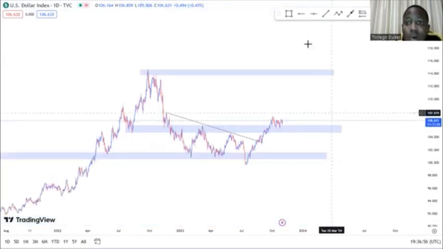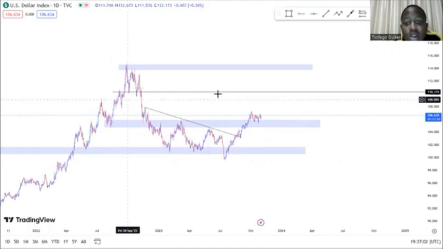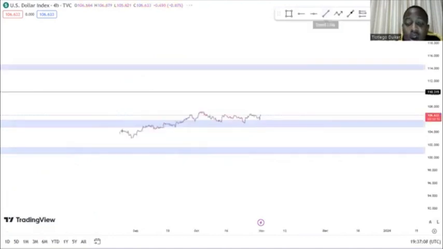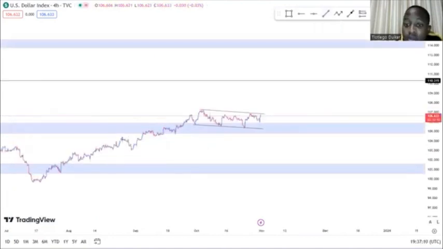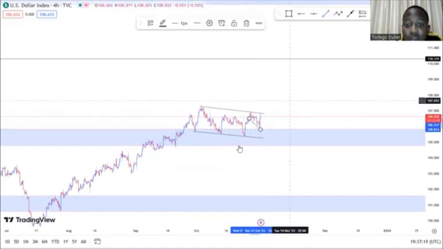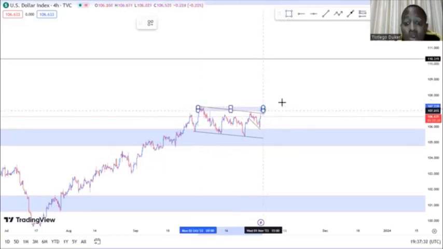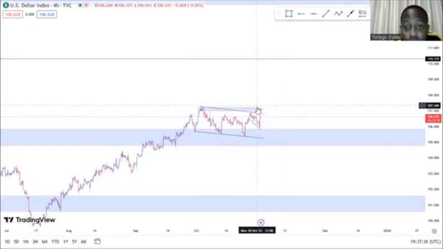On DXY, for now, let's just target the nearest zone, which is this one. There's a zone somewhere around here. For me, DXY is still going to shoot to the upside. It shows that the dollar is a bit bullish. We also have this type of structure here. After this impulse to the upside, we had a correction, and now we expect the market to break, come retest, then continue shooting to the upside. According to our strategy, the dollar is still bullish.